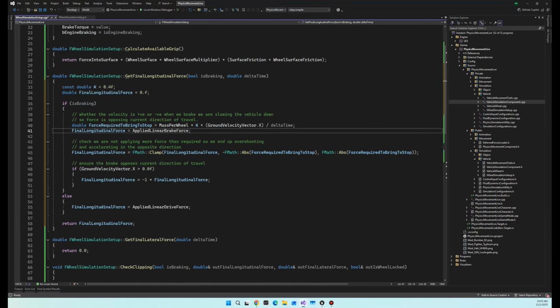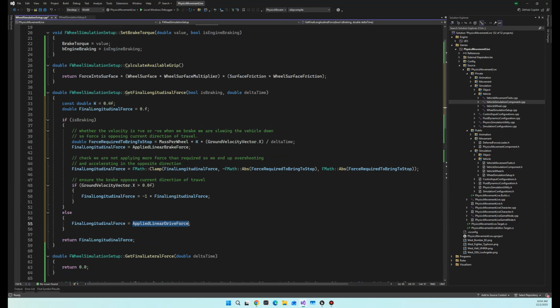That should then give us the final longitudinal force. So what we do is take the applied braking force, which is the amount of stuff that's being braked. Then we're going to clamp that between the final longitudinal force, which is the applied braking force, not to be confused with the applied linear driving force. So this is the linear braking force, and then we're just going to clamp. So this is what we want.